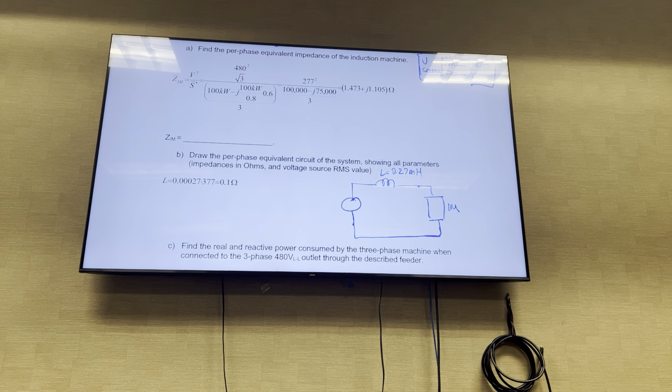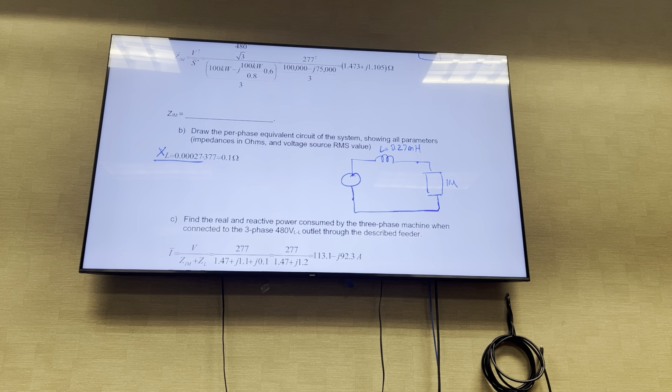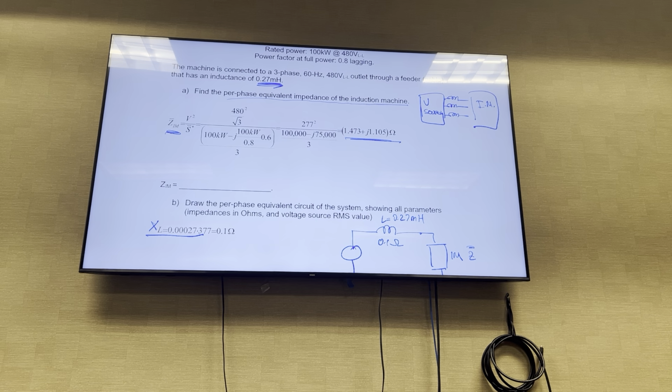And from there I can find XL. And then in this case I found the impedance of the induction machine, complex. It ended up being this value here. So that would be that per phase equivalent circuit. Okay. And here we have: find the per phase equivalent impedance of the induction machine.